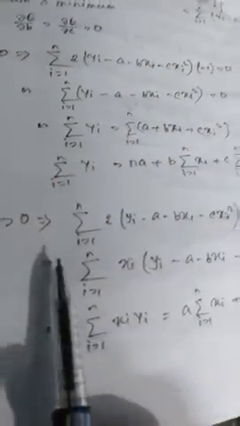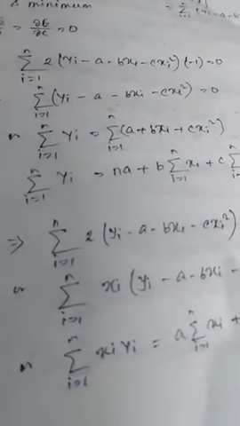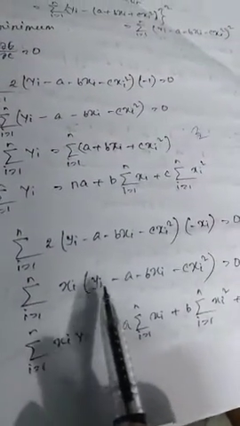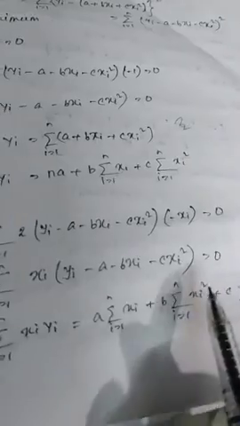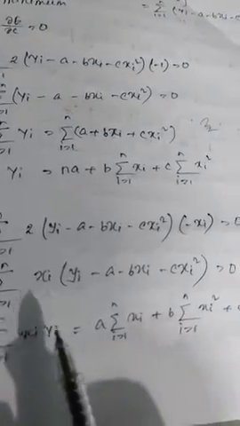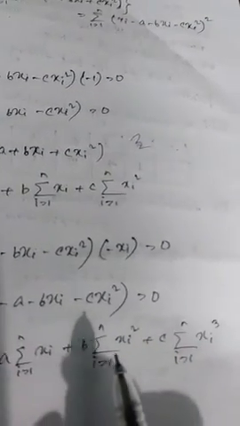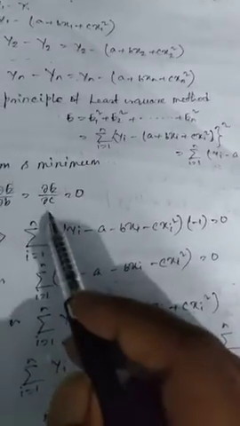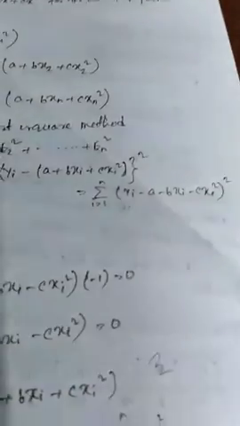Now del E del b equal to 0 implies that we have to differentiate with respect to b. So we get 2 into (yi minus a minus bxi minus cxi square) into minus xi. If we simplify, we get the summation of xi into (yi minus a minus bxi minus cxi square) equal to 0. Now, simplifying, we get the summation of xi yi equal to a into summation xi plus b into summation xi square plus c into summation xi cube, where i varies from 1 to n. Similarly, we now have to find del E del c, that is, differentiate with respect to c.